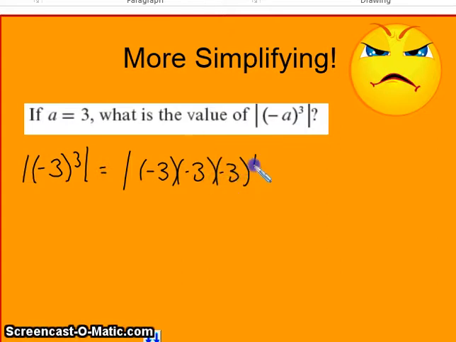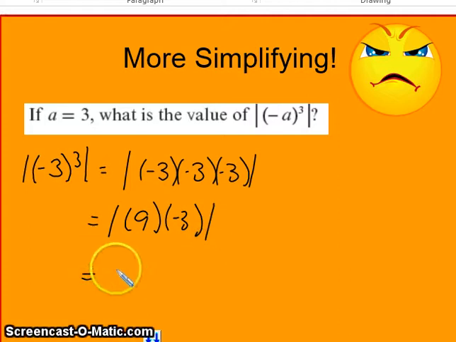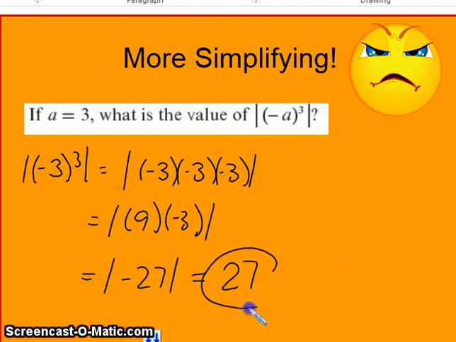Now those absolute value bars do not make everything inside here positive. They simply make the result of everything inside positive. So I have the absolute value of -3 times -3 is a positive 9 times -3. Or the absolute value of 9 times -3, which is -27. And I know the distance of -27 from 0 on the number line is a positive 27. And that is my solution.